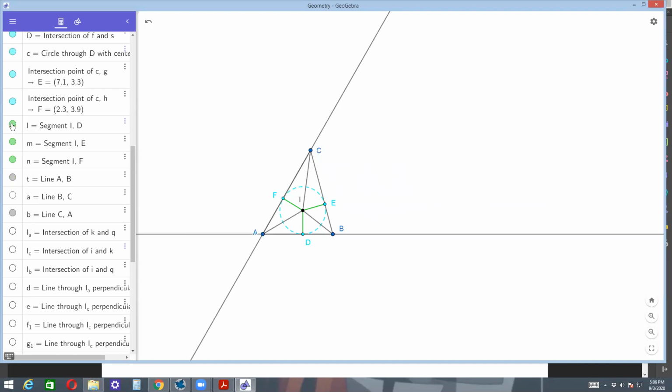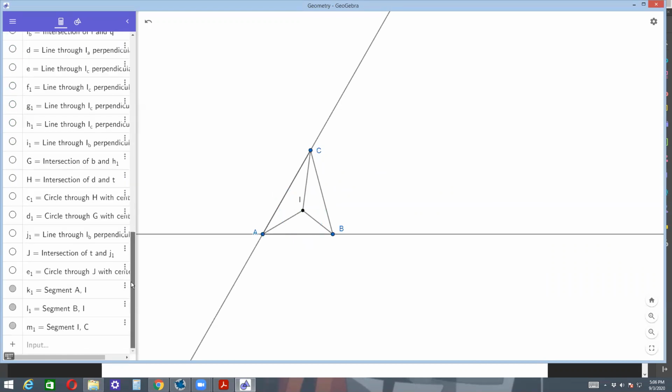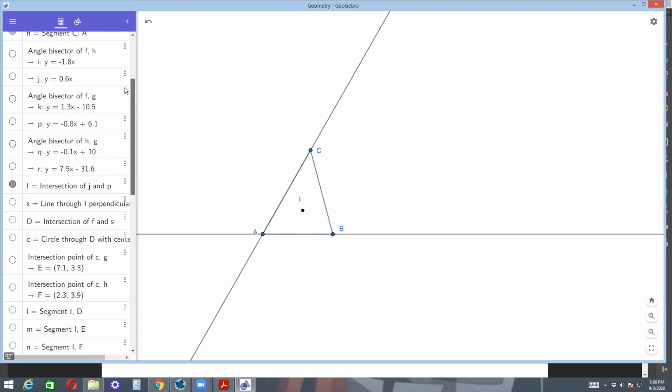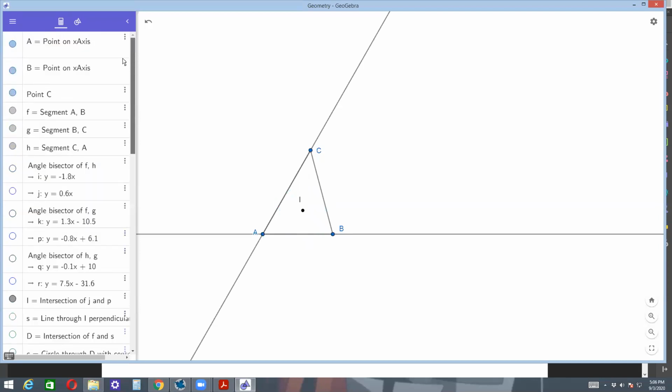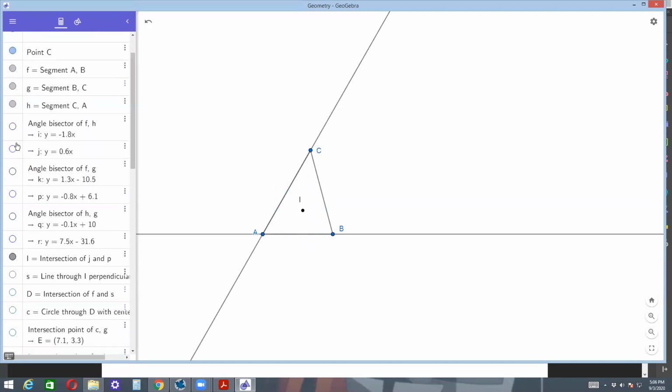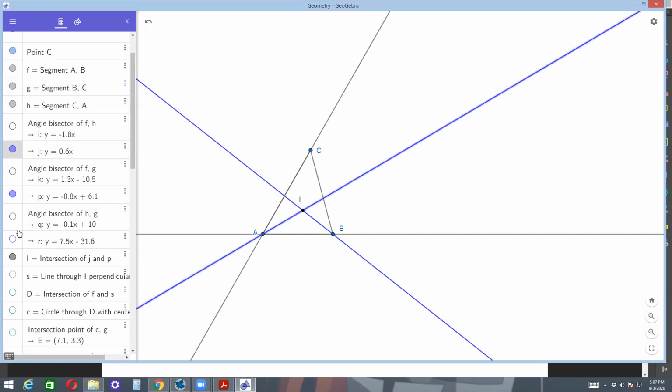And let me take out some of these things because they might get confusing. All right, we're done with D, E, and F. We don't care about those anymore. All right, let me draw back the angle bisectors. For the time being, that's the only one I need.